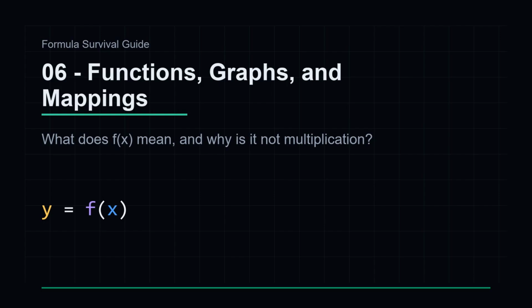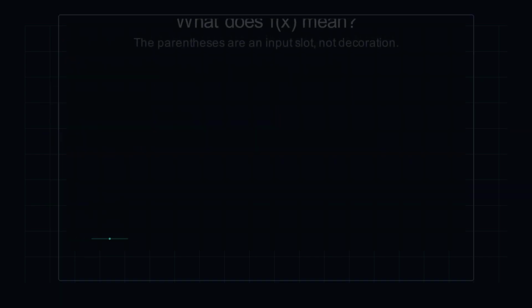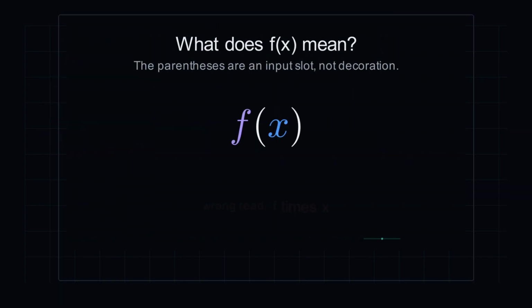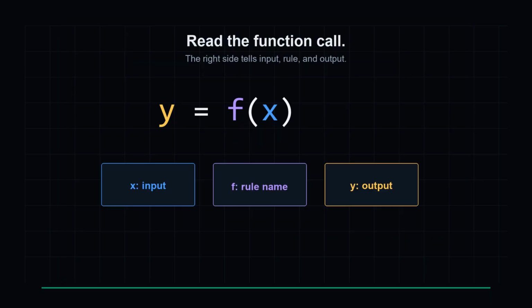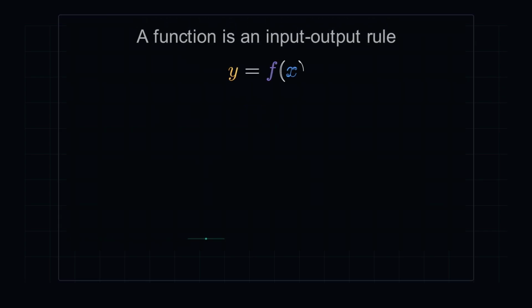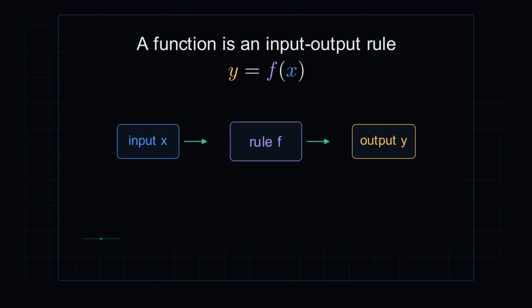What does f of x mean? And why should you almost never read it as f times x? At first, f x can look like two symbols sitting next to each other. But in function notation, f is the name of the rule, and x, inside the parentheses, is the input given to that rule. Read y equals f of x from the right side first. Take the input x, apply the rule named f, and call the result y.